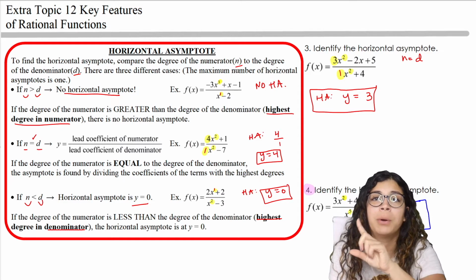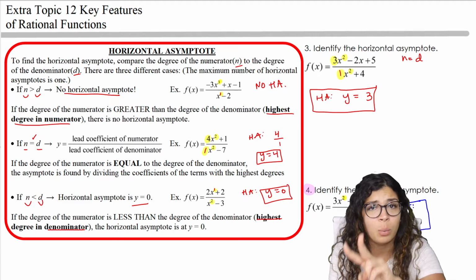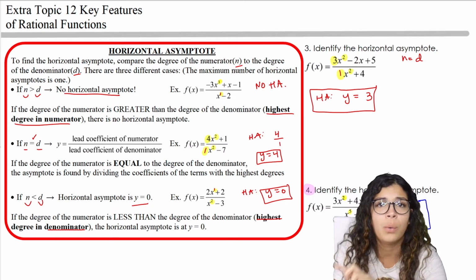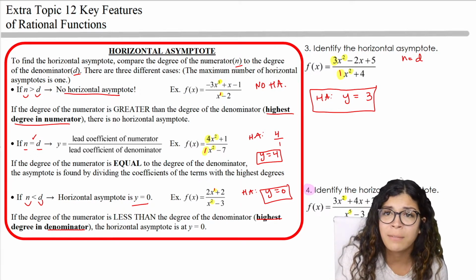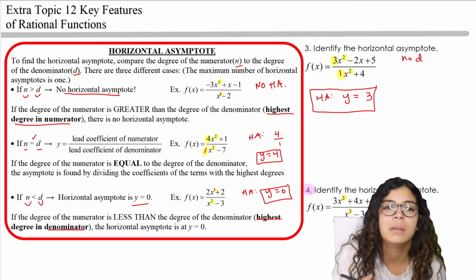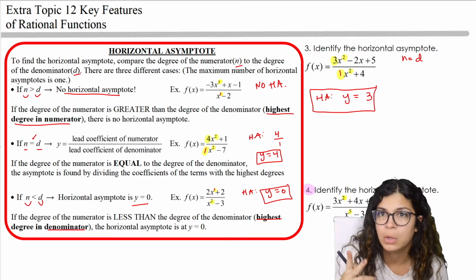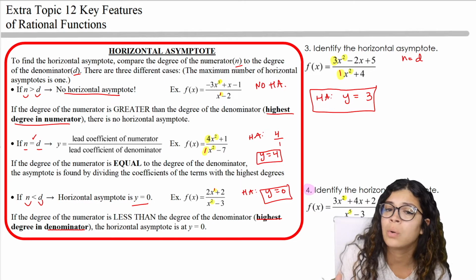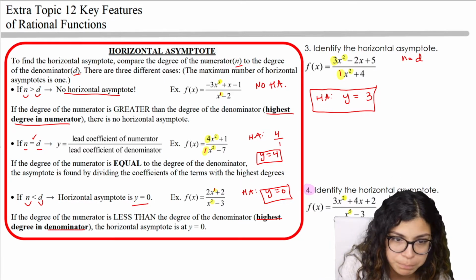You can't have both a horizontal asymptote and an oblique. You can only have one or the other, okay? Now you could have neither, but you can't have both. So you either have a horizontal asymptote or an oblique. You can't have both. All right.